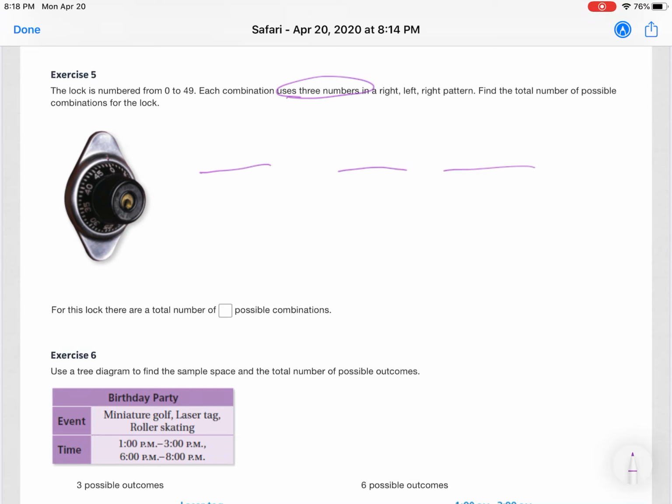So what we're going to do is multiply these 3 numbers together. The first number can be anything from 0 to 49. If we include 0 and 49, that means there's 50 possibilities for the first one. There's 50 possibilities for the second one, and 50 possibilities for the third one. So if you plug in 50 times 50 times 50 into your calculator, that will give you this answer here.